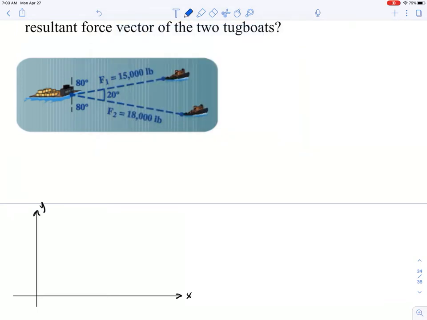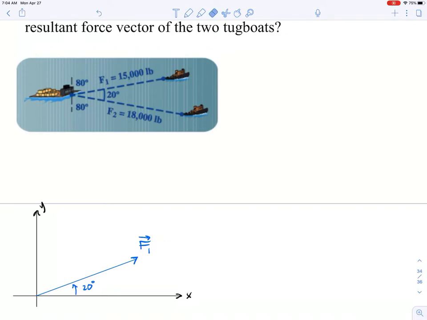Just in quadrant 1. So this is my x-axis and my y-axis. We're not given any information about north, south, east, west, so I'm not labeling those. So then F1 would be, let's say this vector, which has a magnitude of 15,000 pounds. And this angle right here would be 20 degrees.